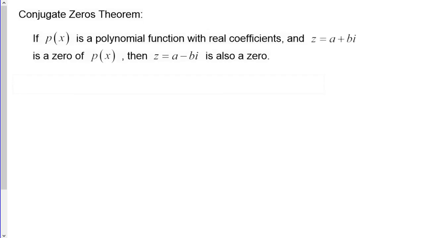Okay, I think it's time now to mention what's called the conjugate zeros theorem, which states that if p of x is a polynomial function with real coefficients, and z equals a plus bi is a 0 of p of x, then z equals a minus bi is also a 0.